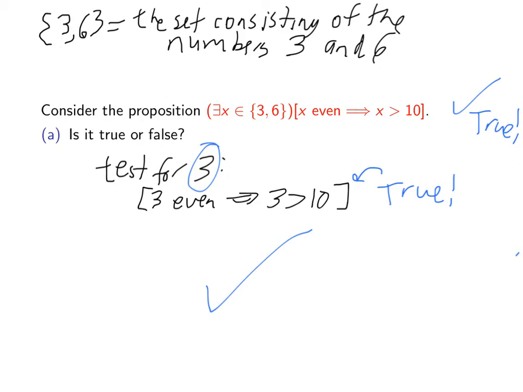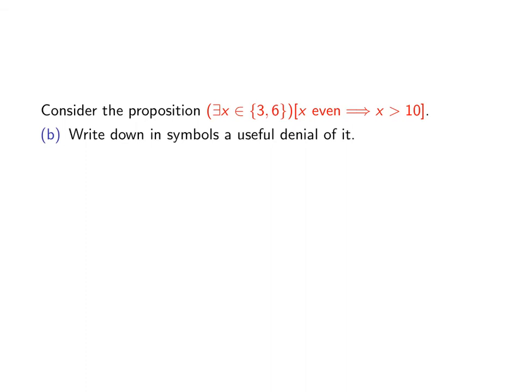Alright, let's pause on that for a second. Then we'll go to the next part. Okay, a useful denial of the proposition there exists an x in {3, 6}, such that if x is even, then x is bigger than 10. We'll do this in a sequence of logical steps. First step, we'll just write down the negation. Alright, nothing much to that.